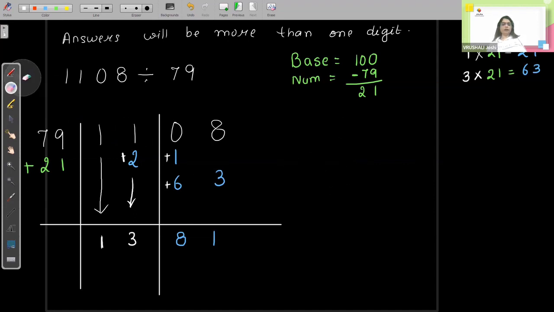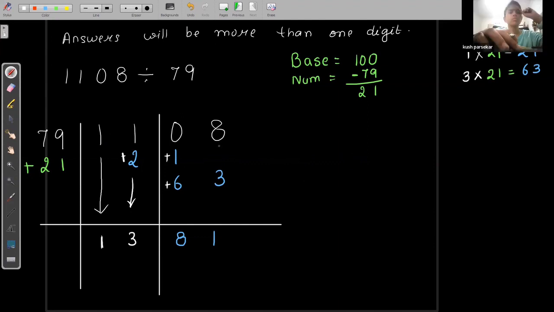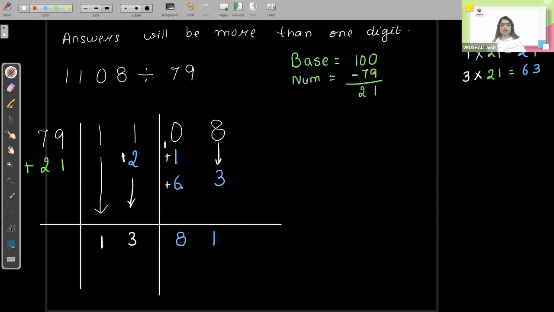Kush, did you get it now? No, ma'am. Arey, you have to add this, Kush. 8 plus 3 is equal to 11. Carry over 1. 6 plus 1, 7 plus 1, 8. 81, no?